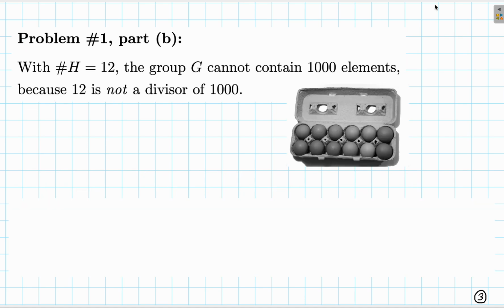Let's start with problem 1b. If a subgroup H contains 12 elements, then the group G cannot contain 1000 elements because 12 is not a divisor of 1000. And this is really for the same reason why 1000 eggs cannot fit in dozen egg cartons if all those egg cartons are to be completely full.